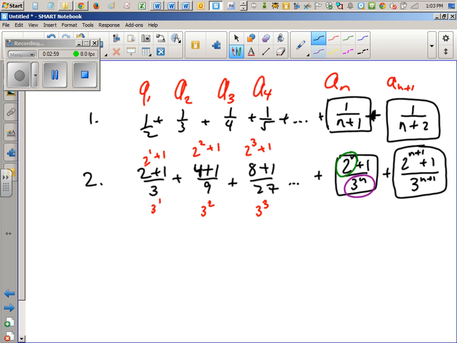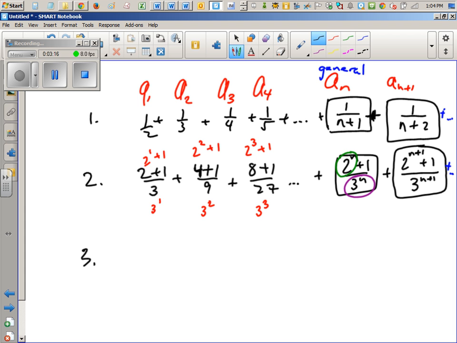So what do we mean by a sub n plus 1? We mean the next term. You just simply add 1. Is it the last term? No, the series goes on forever. But these are 2 terms. One that's called the general term, and then the next one after it.